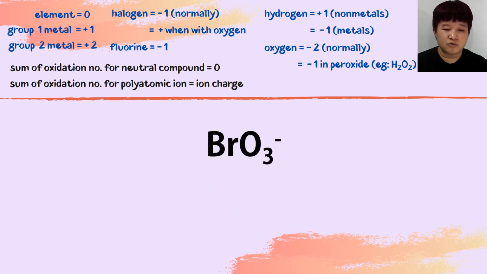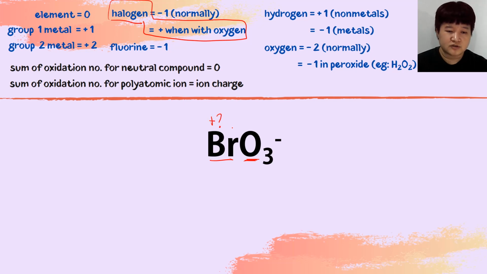Next, BrO3 minus. So we will see how the calculation of oxidation number goes. Br is a halogen, and we know that a halogen can be negative 1, and a halogen can be positive when with oxygen. Your Br right now is sitting next to oxygen. Therefore, your halogen must be positive right now. But positive how much? It only stated positive, but we don't know positive how much. Oxygen will normally be negative 2, except in peroxide. This one is not in peroxide, so your oxygen right now is negative 2.